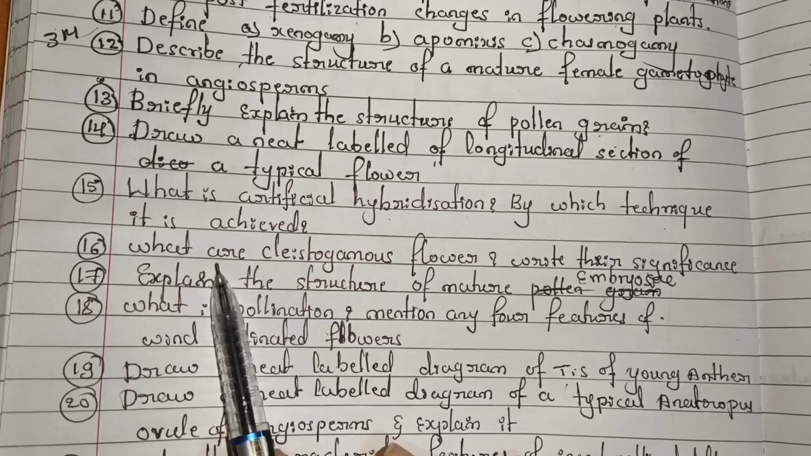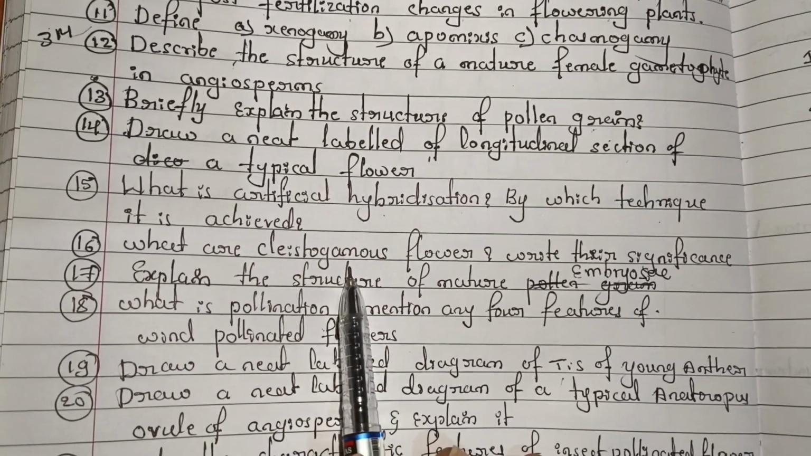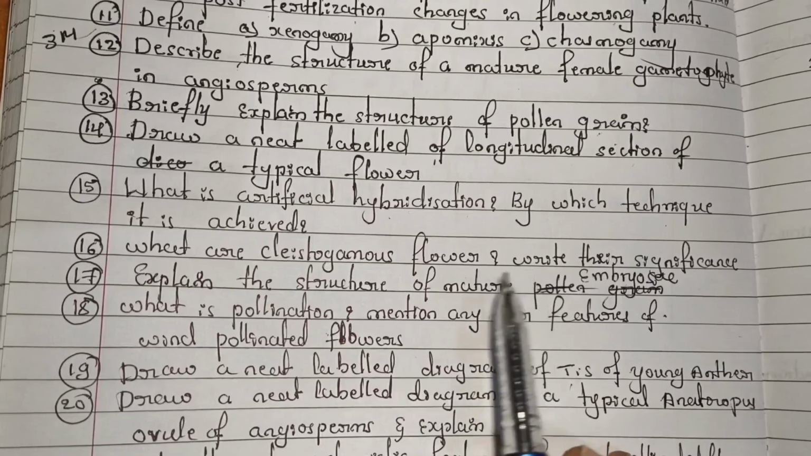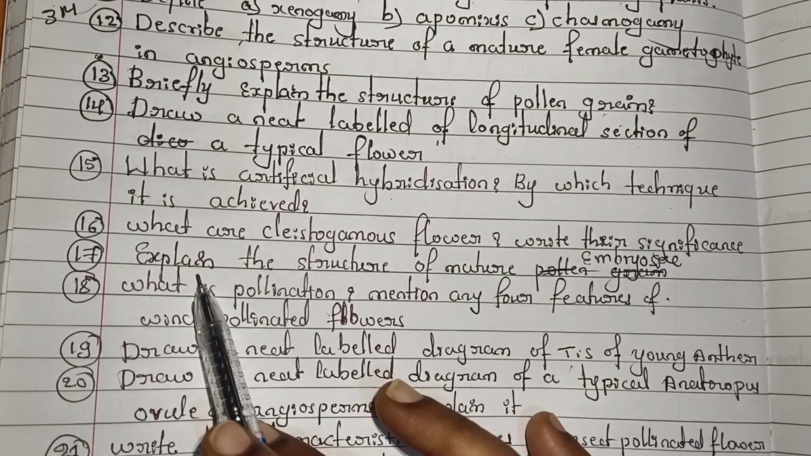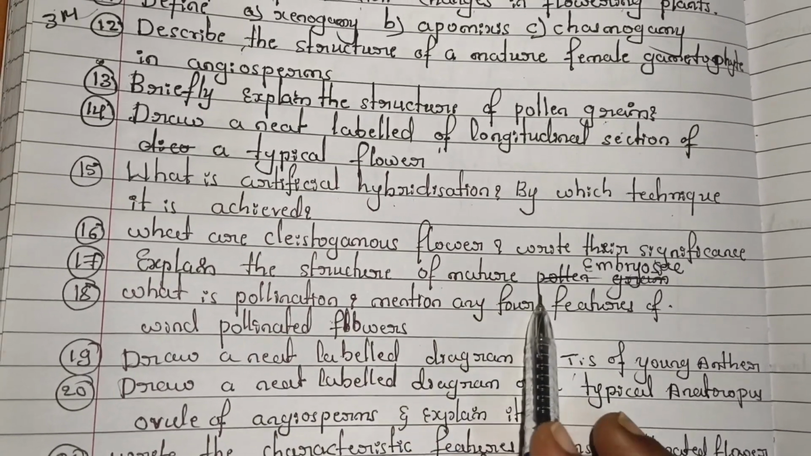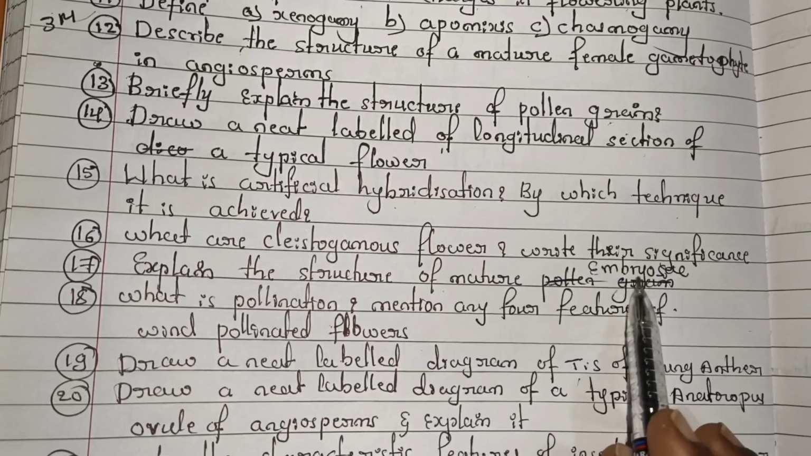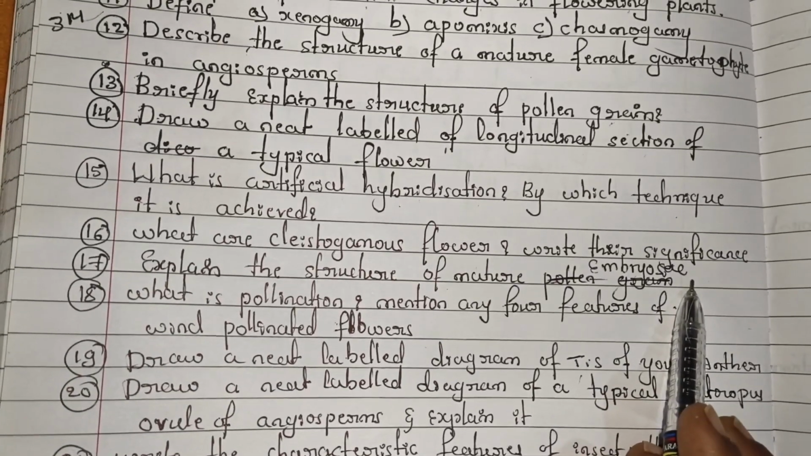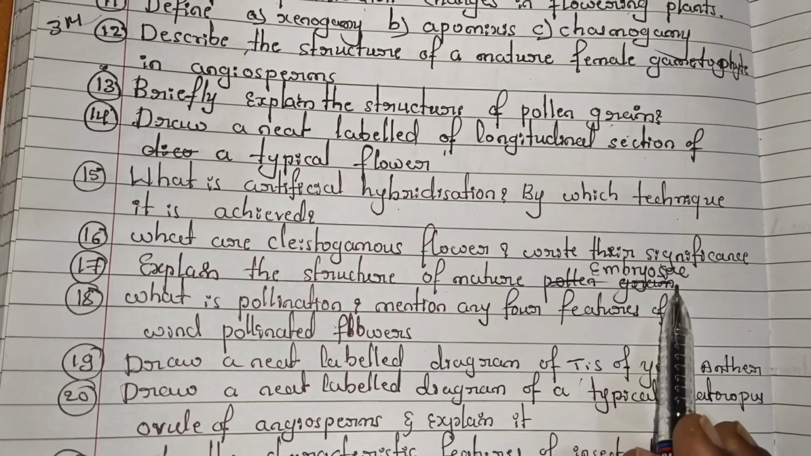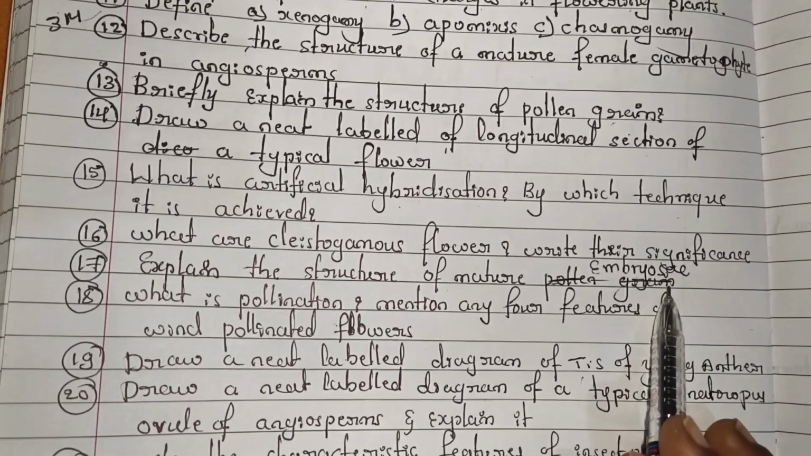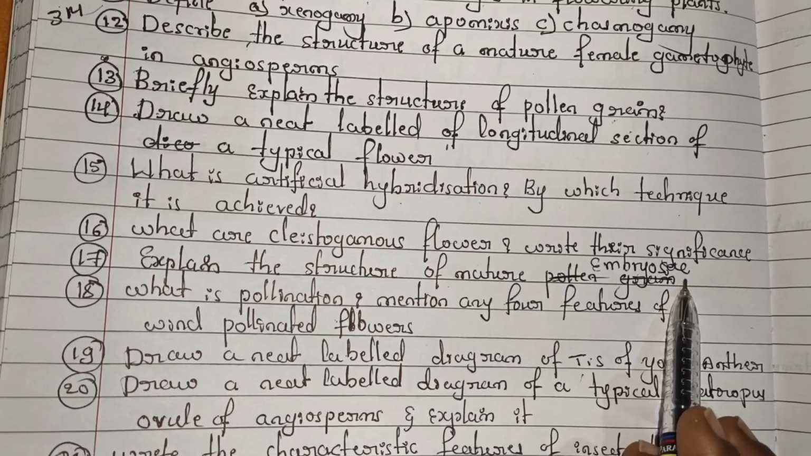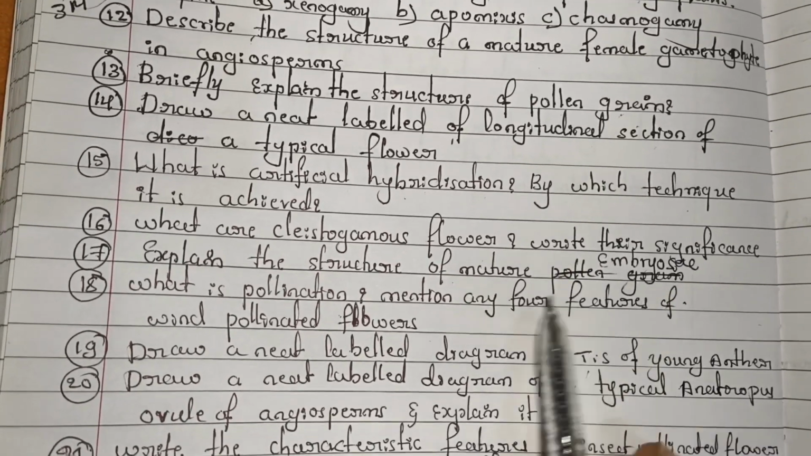Next, the 16th question: what are cleistogamous flowers? Write their significance. Next, the 17th one: explain the structure of a mature embryo sac. It is most important; many times a question arises on the embryo sac. You have to explain the structure of the embryo sac. During the explanation of the mature embryo sac, you also have to draw a diagram, because it will attract the evaluator.